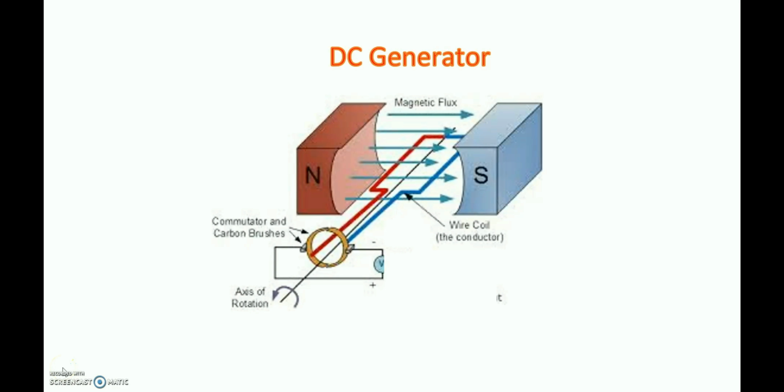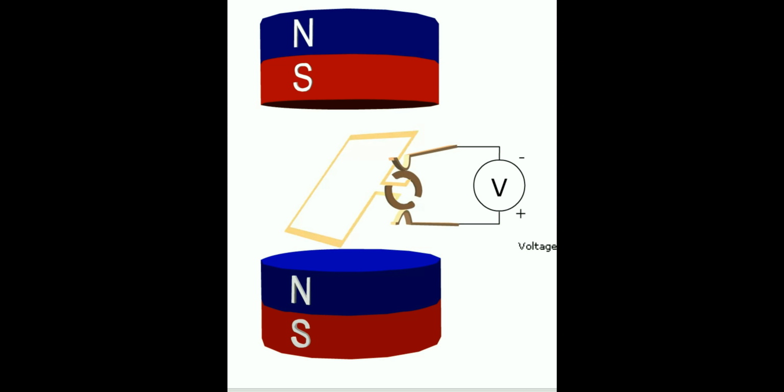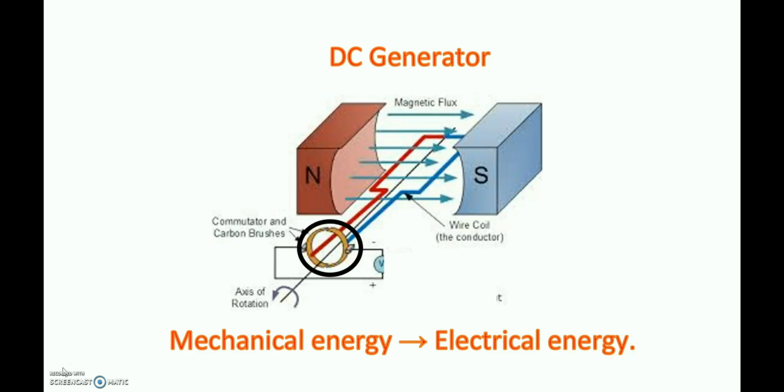Now, let's go into the main topic of the day, the direct current generator, which is also known as the DC generator. A DC generator is used to induce electric field by converting mechanical energy into electrical energy. Here is a diagram of how a simple DC generator should look. The commutator is the key to recognize a DC generator apart from the AC generator. Its main function is to maintain the direction of induced current in one way.